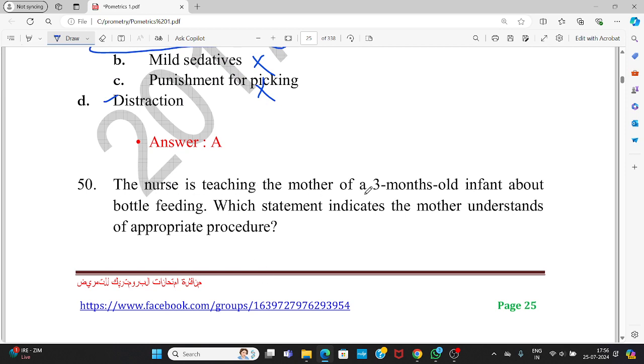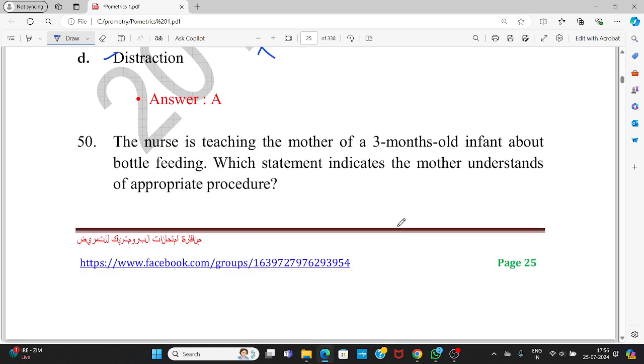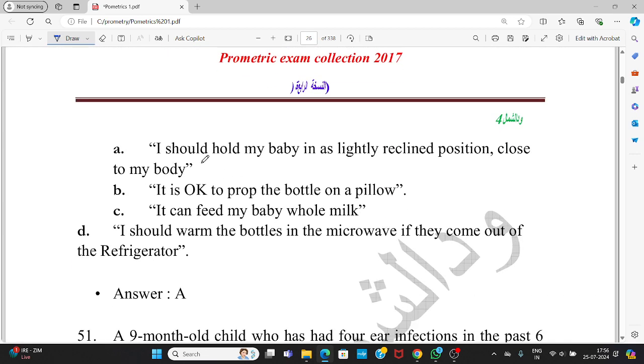The nurse is teaching the mother of a 3-month-old infant about bottle feeding. Which statement indicates the mother understands the appropriate procedure? I should hold my baby in a slightly reclined position close to my body. It is okay to prop the bottle on a pillow, which is wrong. I can feed my baby whole milk. You cannot give whole milk to a 3-month-old. I should warm the bottles in the microwave if they come out of the refrigerator.